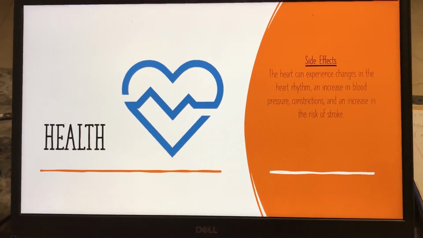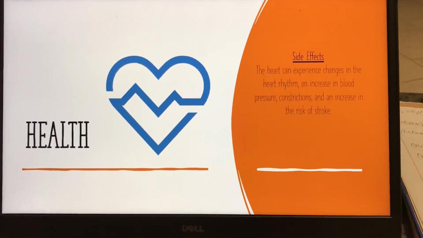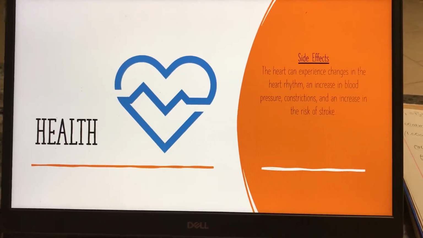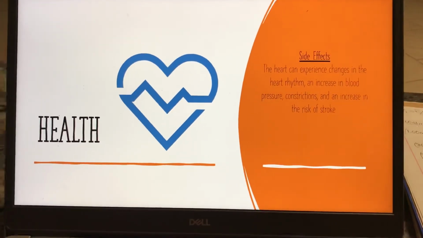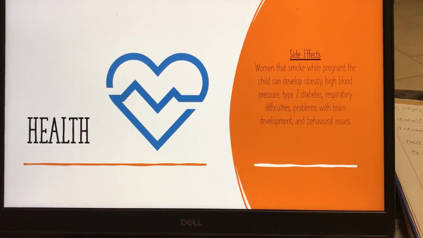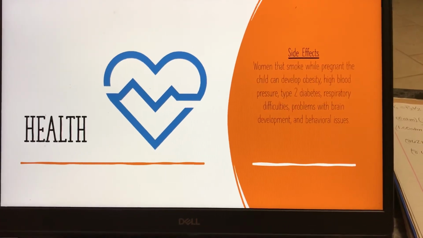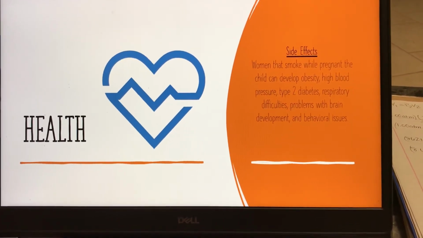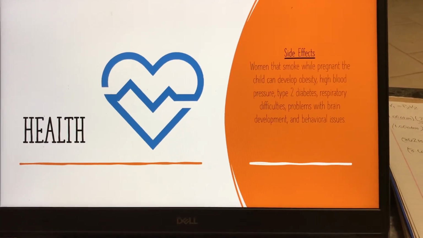The heart can experience changes in the heart rhythm, an increase in blood pressure, constrictions, and an increase in the risk of stroke. So for women that smoke while pregnant, the child can actually develop obesity, high blood pressure, type 2 diabetes, respiratory difficulties, problems with brain development, and behavioral issues.